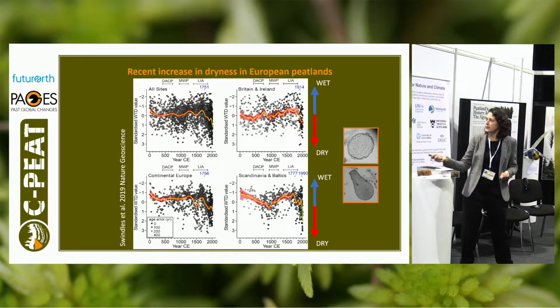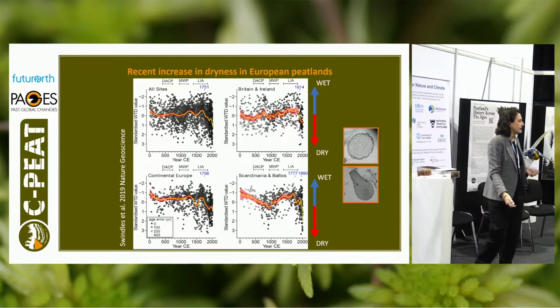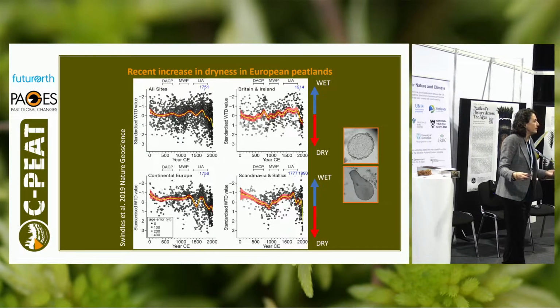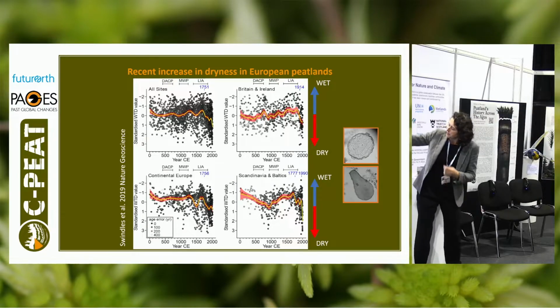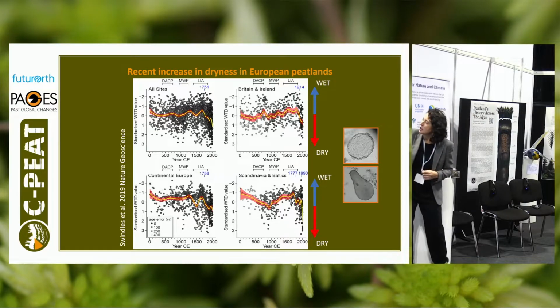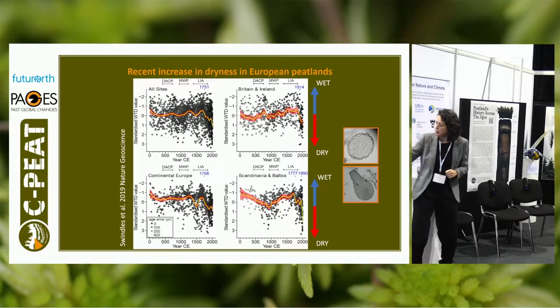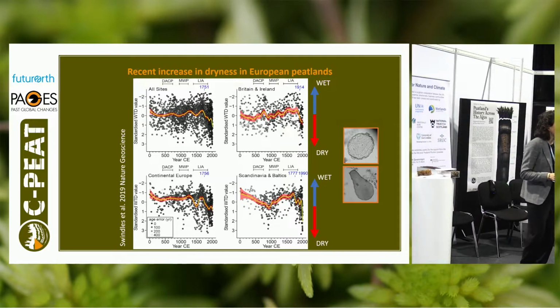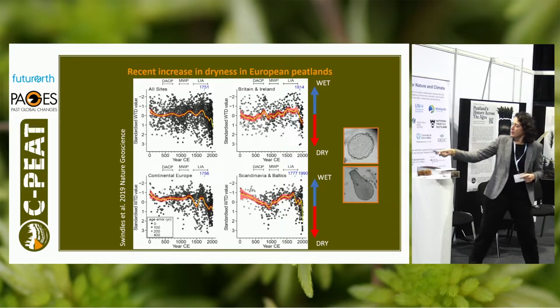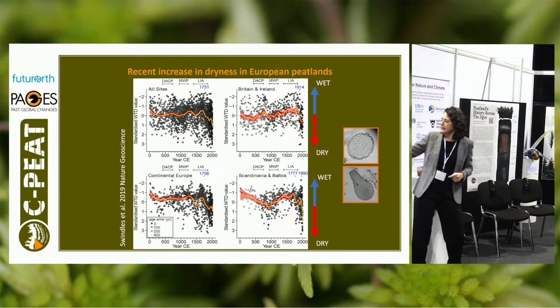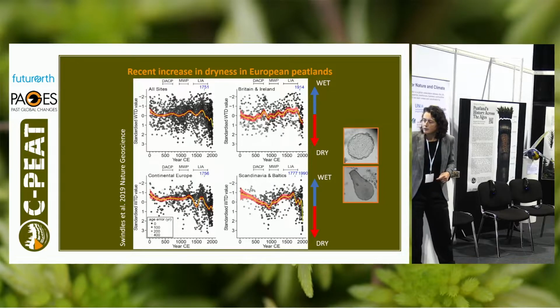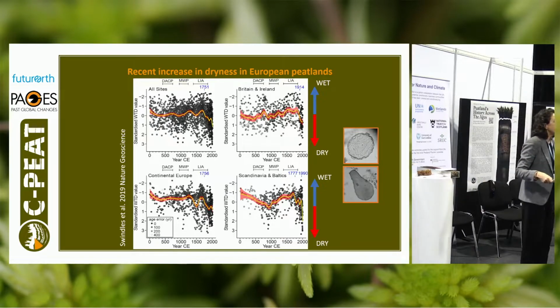And the finding was that generally there is a recent drying of European peatlands. So this is all sites: Britain and Ireland, continental Europe and Scandinavia and the Baltics. But there is drying in all of those systems. And it's probably a combination of anthropogenic impacts together with climate change. But the worry is they're really drying quite a lot. Is that pushing them out of their functioning thresholds?